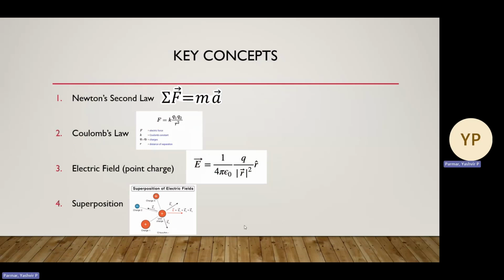We have Newton's second law, which states that the sum of the forces equals mass times acceleration. Coulomb's law, which states the electric force equals the constant K, Q1, Q2 over the distance squared. We also have the electric field of a point charge, which is K, Q over the magnitude of R squared times the unit vector of R. And electric field superposition, which essentially states that the sum of the electric field equals the sum of all the electric fields on that charge by other charges.